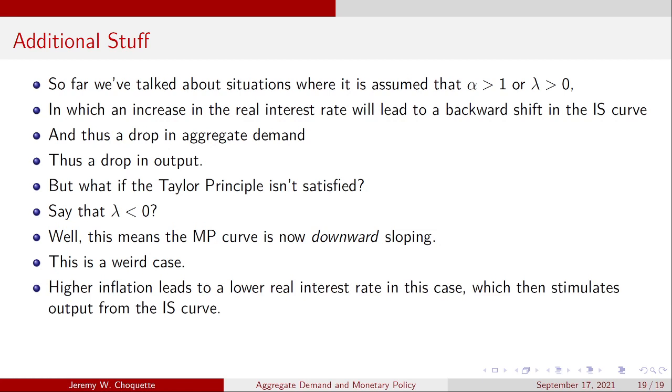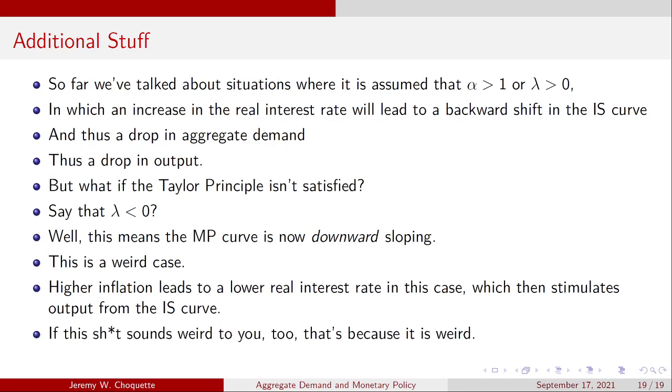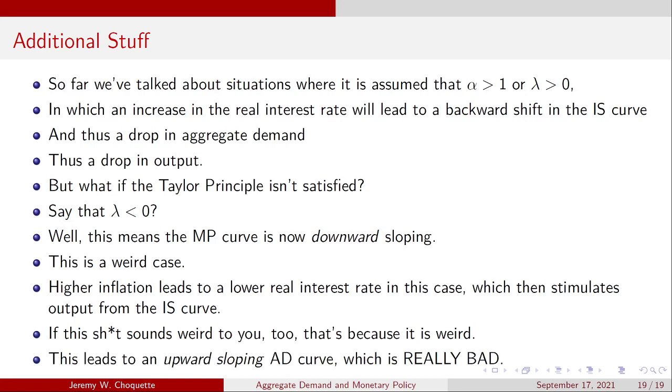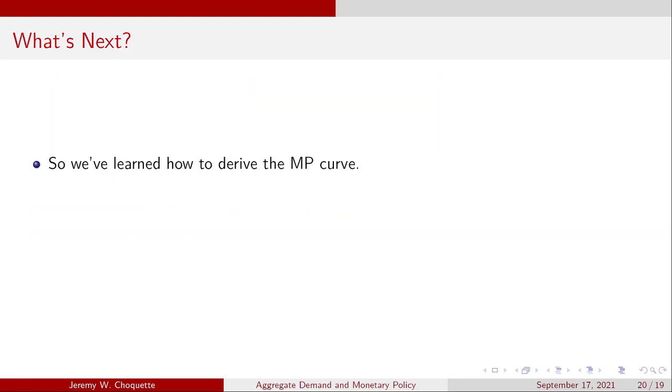And then a lower real interest rate stimulates output from the IS curve. That sounds weird to you. That's because it is super weird. And this actually leads to an upward sloping aggregate demand curve, which is really, really bad. So we'll get a little bit more into that when we talk about unconventional monetary policy and all that fun stuff, liquidity traps and all that. But for now, just know that that is a special case that can occur, but when it does, it's really, really bad.